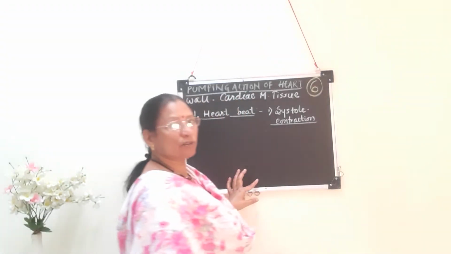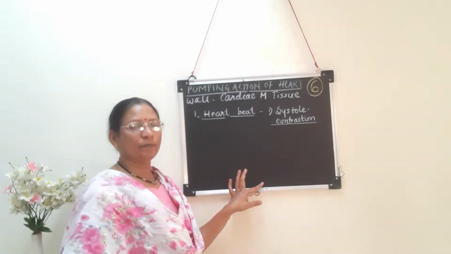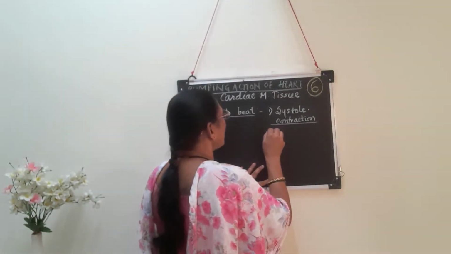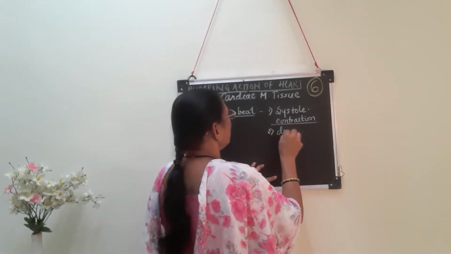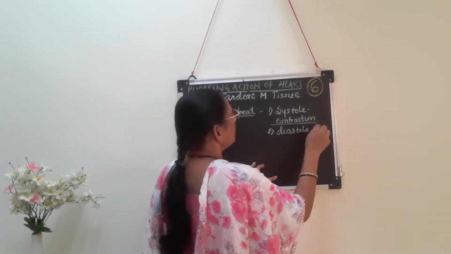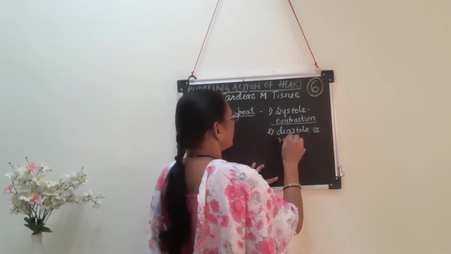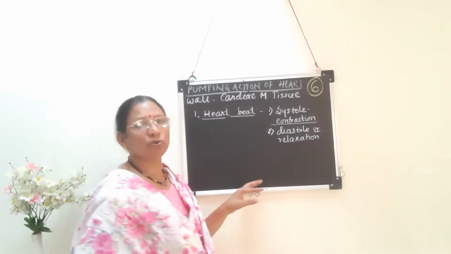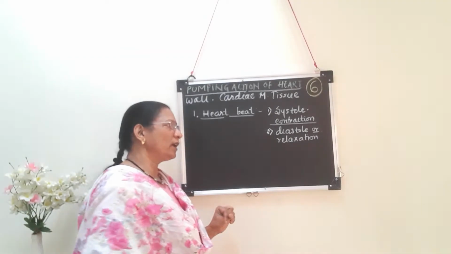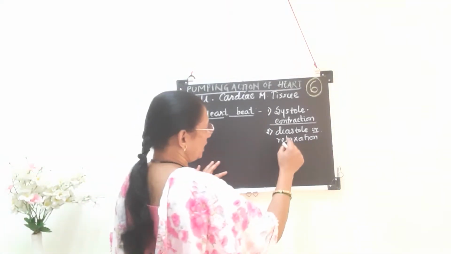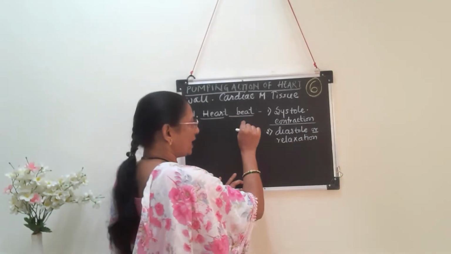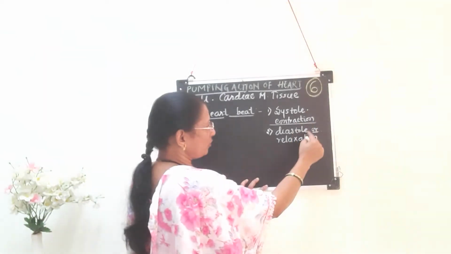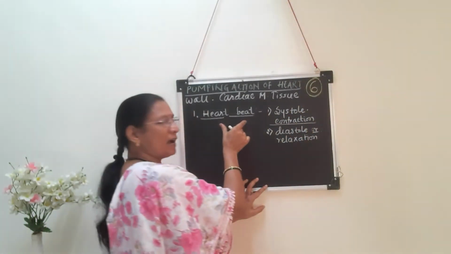We can say that atrial systole means contraction of atrium. Ventricular systole means contraction of ventricles. The second event which comes under heartbeat is diastole. What is this diastole? Diastole means relaxation of the heart muscles. We can say ventricular diastole is relaxation of ventricles, and atrial diastole is atrial relaxation. So this heartbeat involves 1 systole and 1 diastole. Systole is followed by diastole, and these 2 events come under heartbeat.